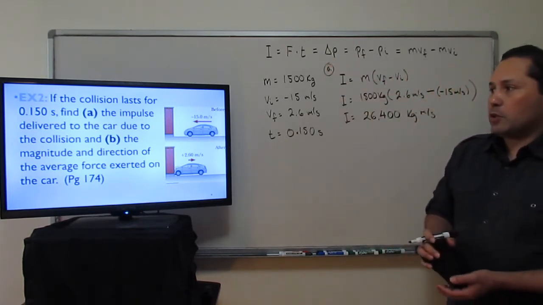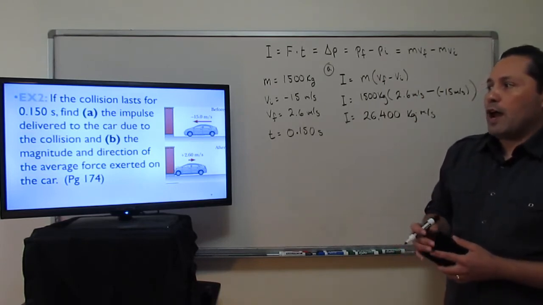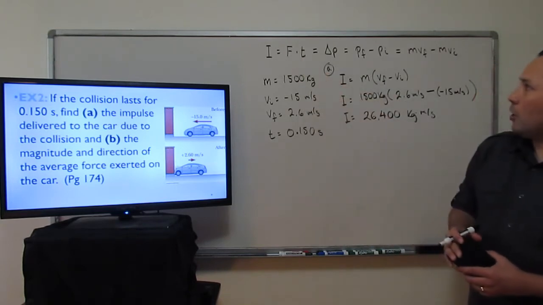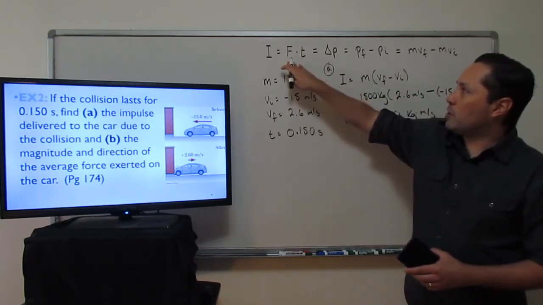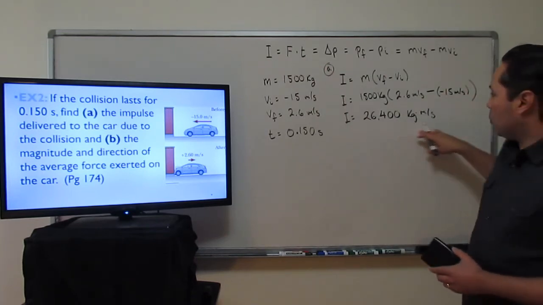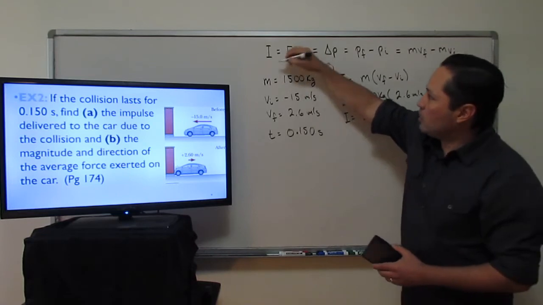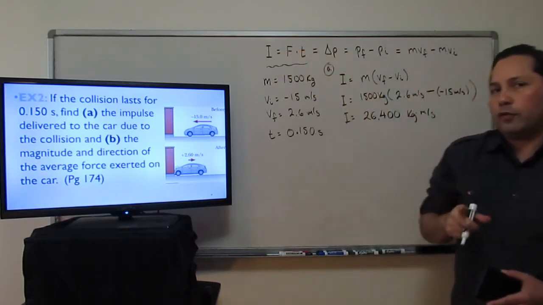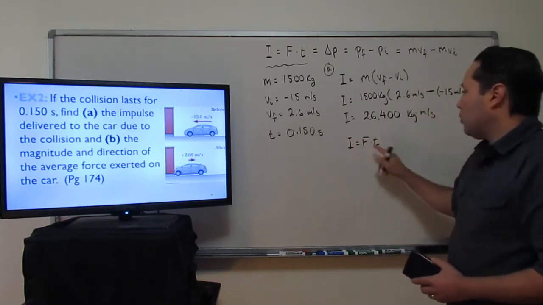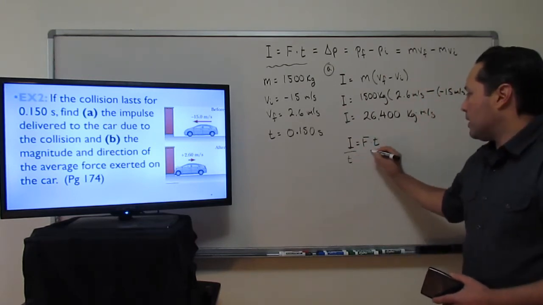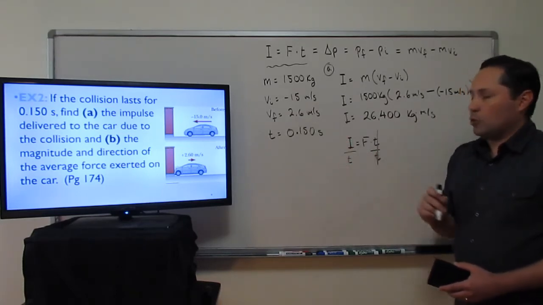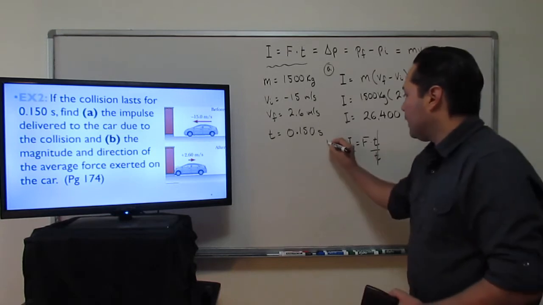In part B, they asked us for the magnitude and direction of the average force exerted on the car. So now we're looking for the force. If you look at this formula, force is equal to impulse over time. So we're going to use the impulse which we just solved for and use this formula to solve for the force. Impulse is equal to force times time, and now we're looking for the force, so I'm going to divide by time on both sides, and that's going to give me force is equal to impulse over time. So that's how I'm going to solve for the force in part B.